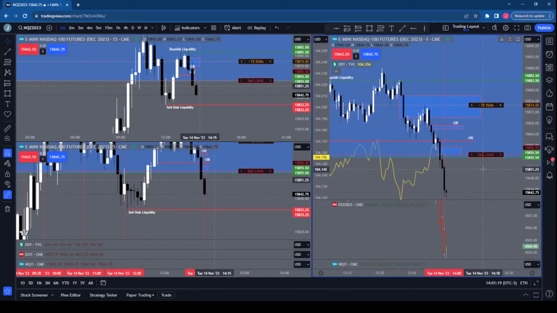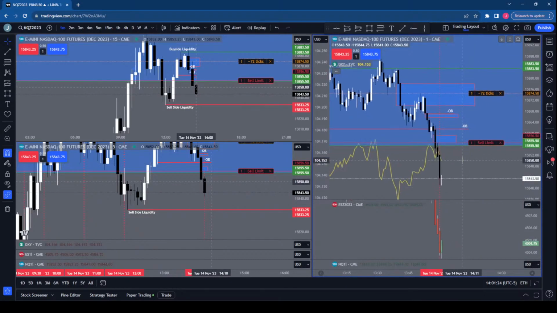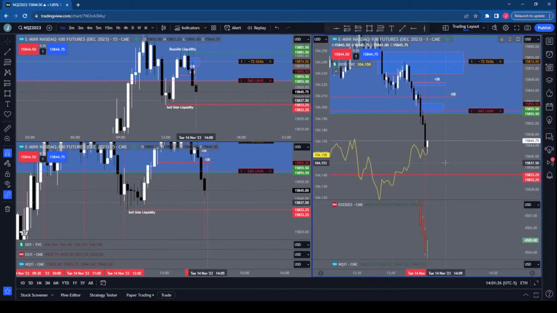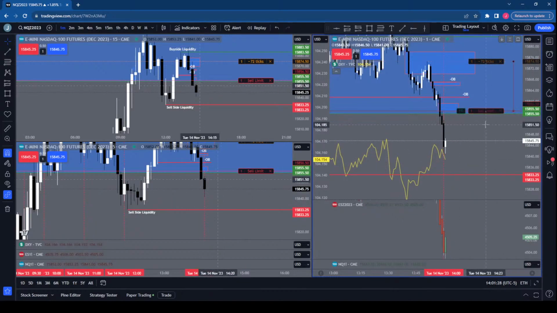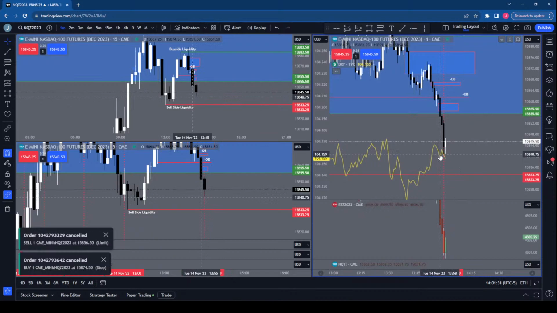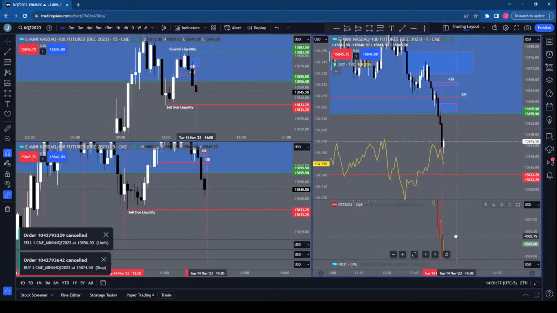I did like that, but we'll wait and see. I'm going to take that off for now. Watching the dollar. ES also never delivered to that fair value gap.